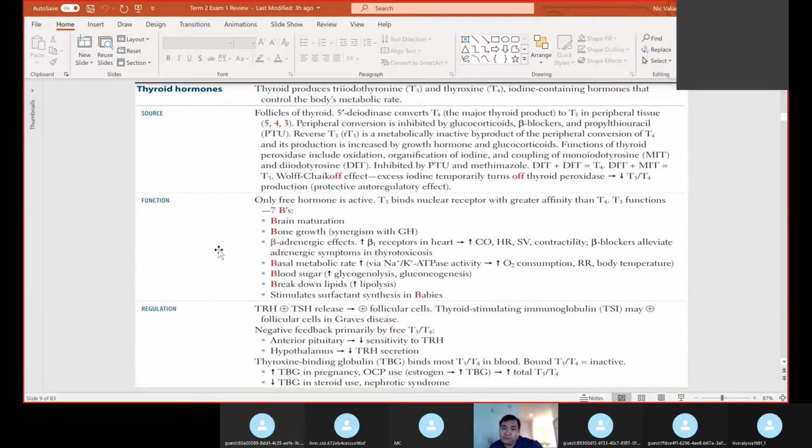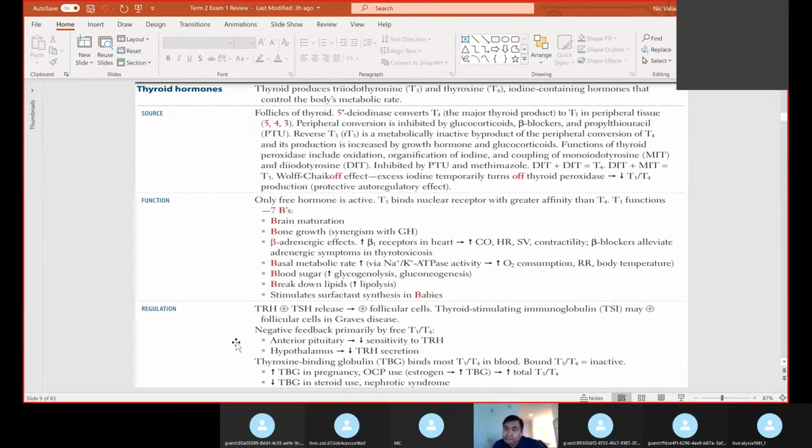What's the L/S ratio for surfactant? How do you know that it's being produced? No, what's the lecithin-sphingomyelin ratio? Greater than 2 is normal. Excellent. Greater than 2 is normal. Good job. How are we going to regulate the production of the thyroid hormone?